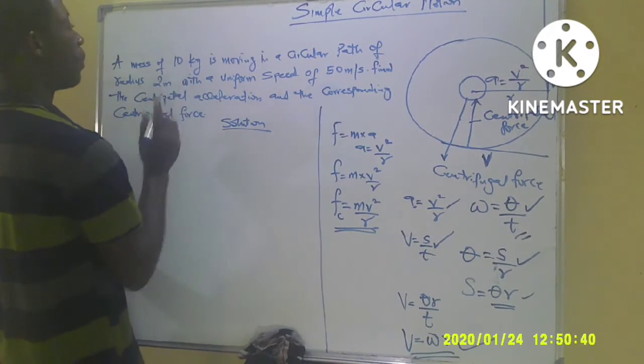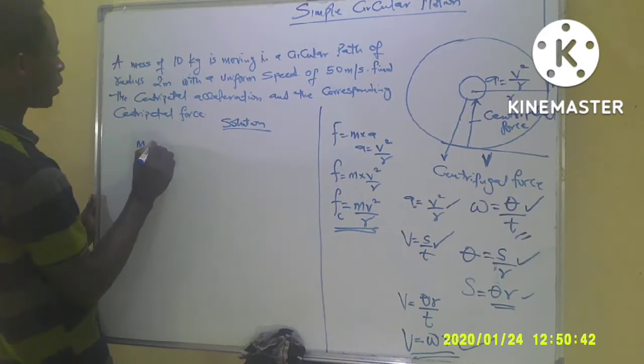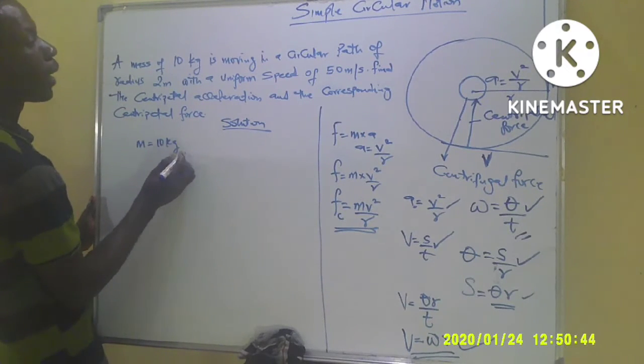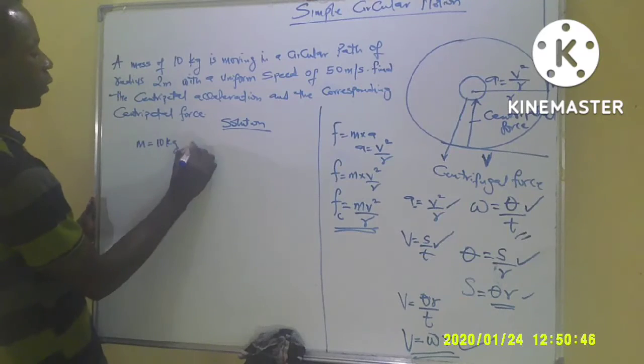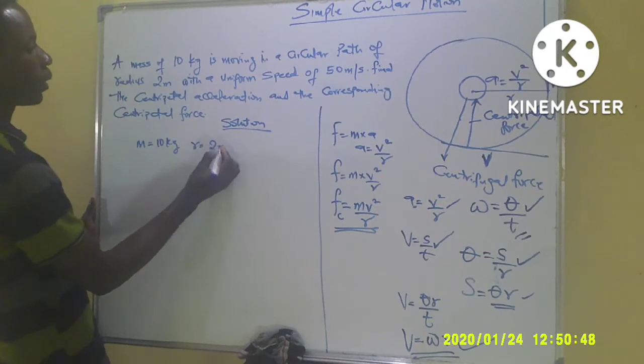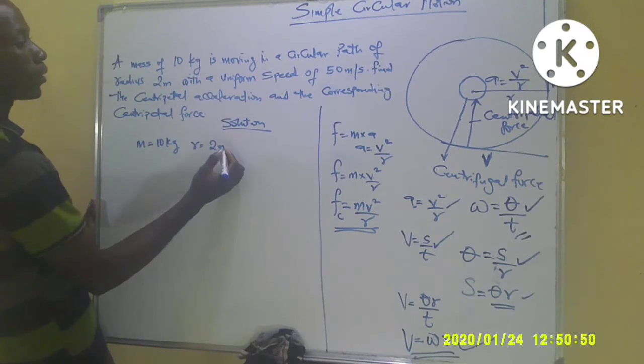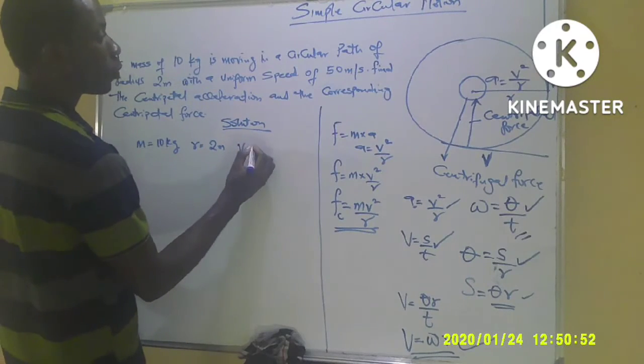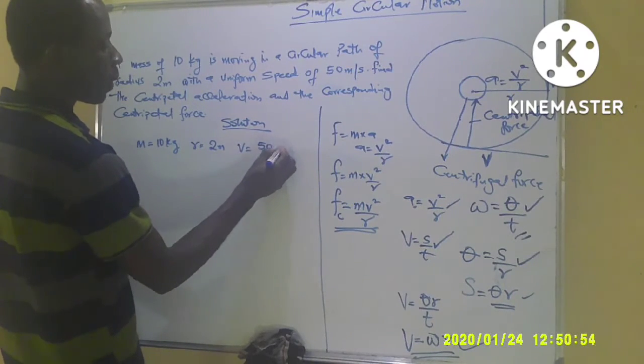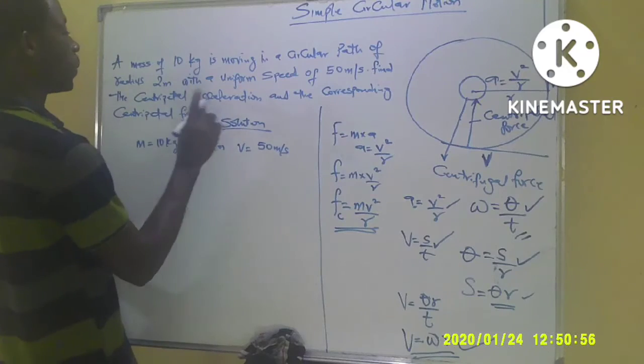So now, what's the mass? The mass M is what? 10 kg. In a circular path of radius, the radius is what? 2 meters. In a uniform speed of 50 meters per second, that is the velocity, which is what? 50 meters per second. Find the centripetal acceleration.